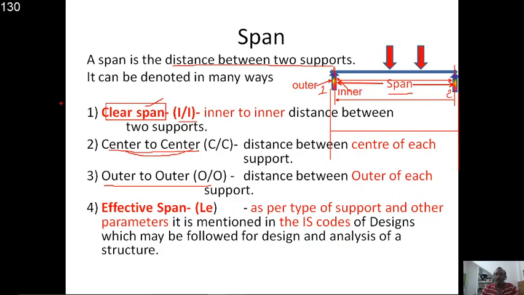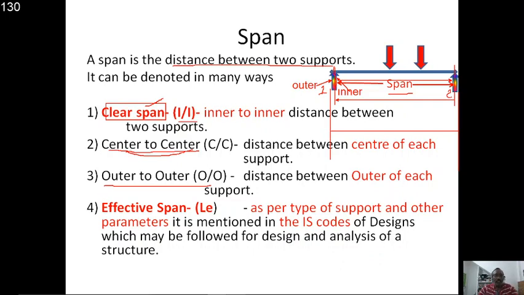So we understood now there are generally three types we are using: clear span, that is inner to inner of a support, and center to center, which means we have to take the half of the support to the other half of the support, that distance is known as center to center. Outer span means the outside of all the supports is known as outer to outer span.